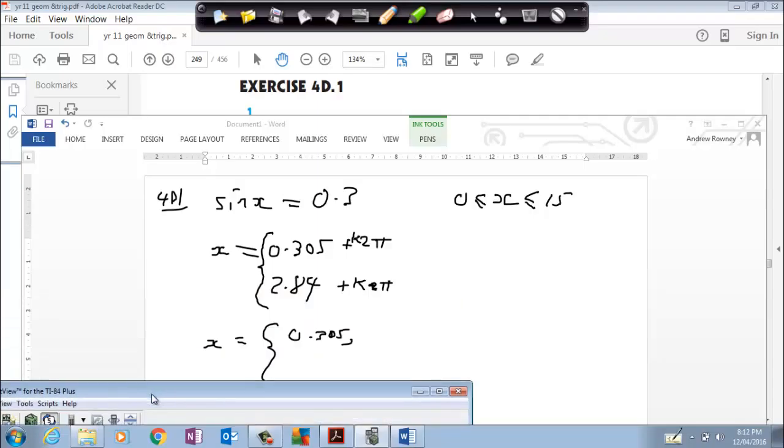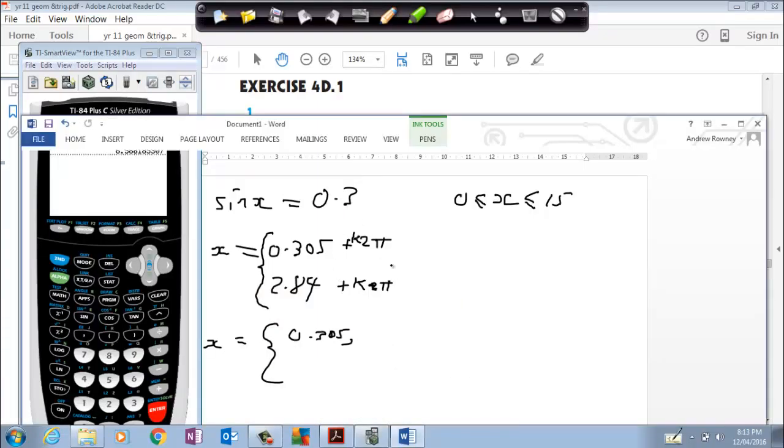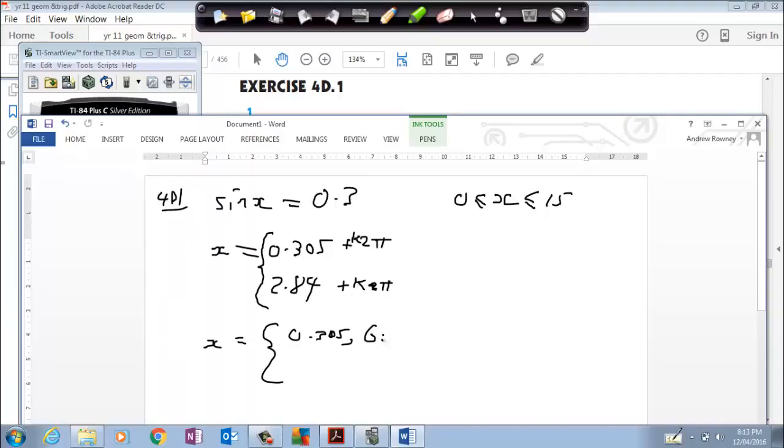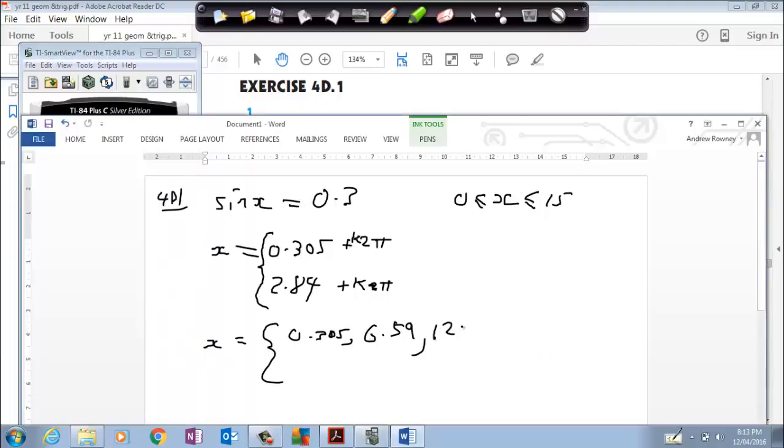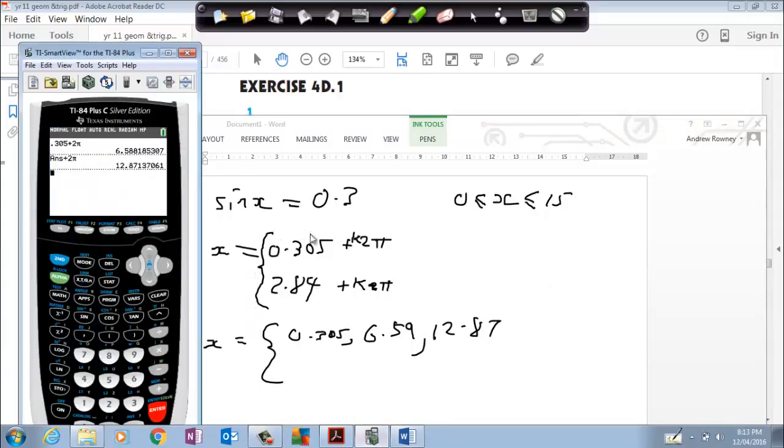So we can add in 6.59, and the next one, if we just add 2 pi to this one, then the next one is 12.87. Now we can't add any more because we'll be outside 15. Then we go to the other one, which is 2.84.